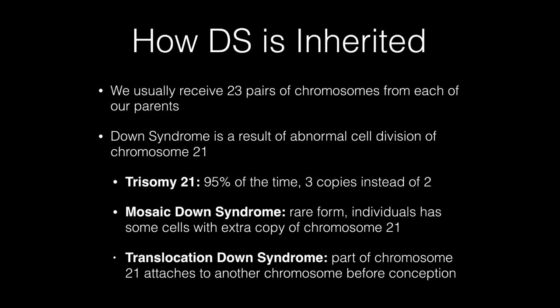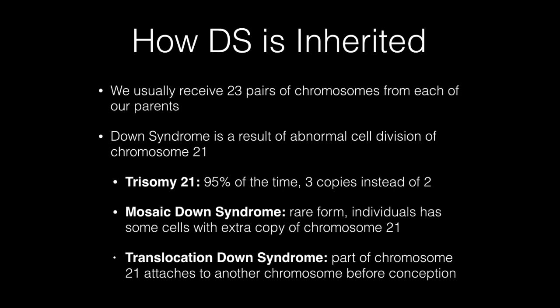First is trisomy 21, which occurs about 95% of the time and is the result of an individual having 3 copies of chromosome 21 instead of 2 copies. It is caused by abnormal cell division during the development of the sperm cell or the egg cell.